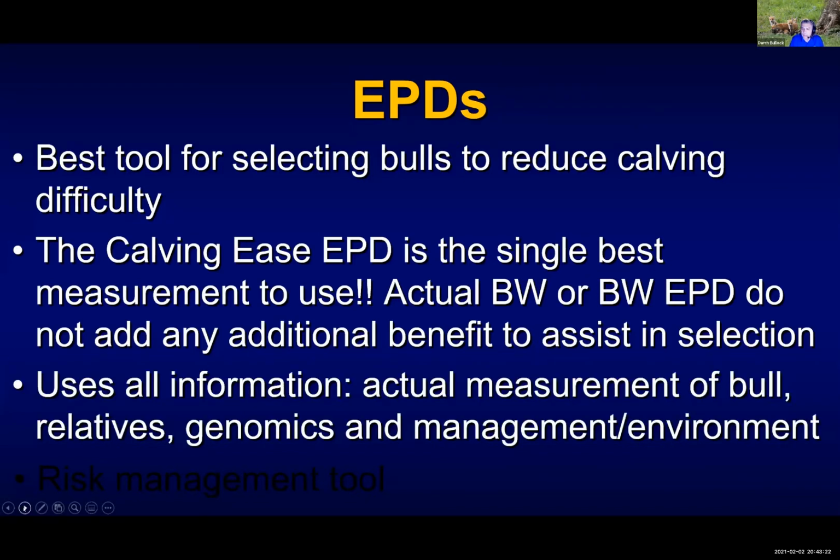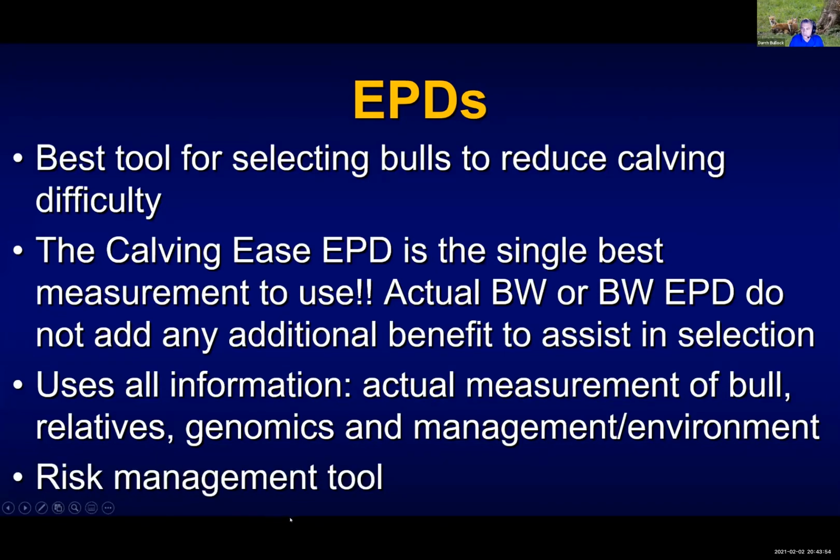The reason EPDs work as well as they do is because they use a lot of information. They use the actual measurement of the bull, his actual birth weight, his actual calving ease scores, that same information on all of his relatives. If you've done genomic testing, it uses that information, and also it takes account of preferential management or environment.